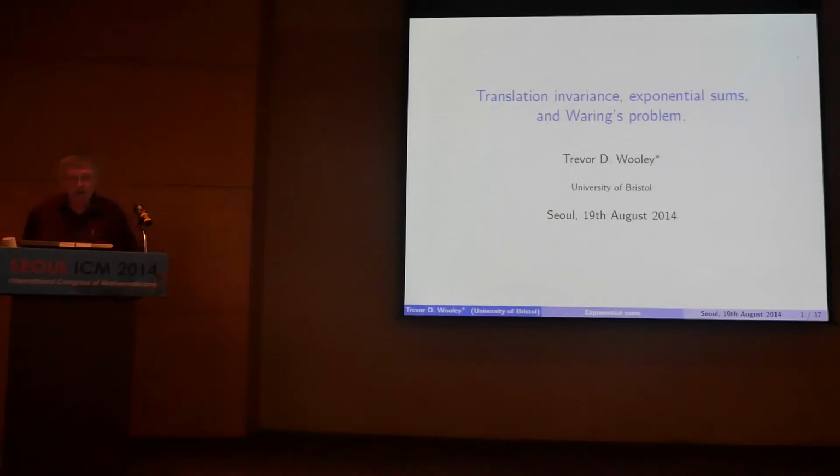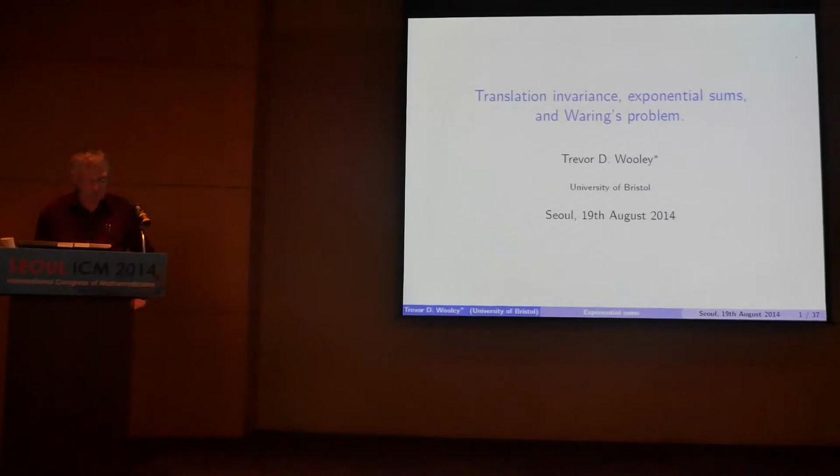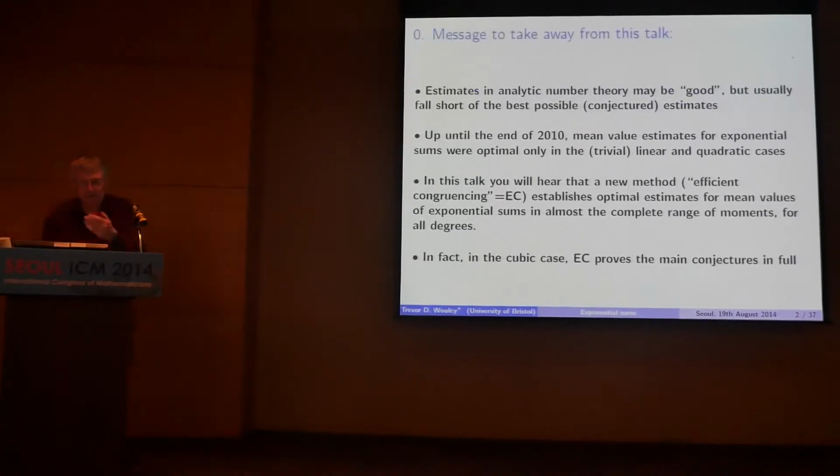Good. Okay, so this is a talk to try to tell you about some recent developments associated with exponential sums. And I want to give you the message to take away before you see the talk, just because time tends to run away from me. So, as many people will say, and in some parts of number theory there will be criticisms in analytic number theory, it's often the case that we get pretty good estimates, but they're not best possible estimates. In fact, you're far away from best possible estimates.